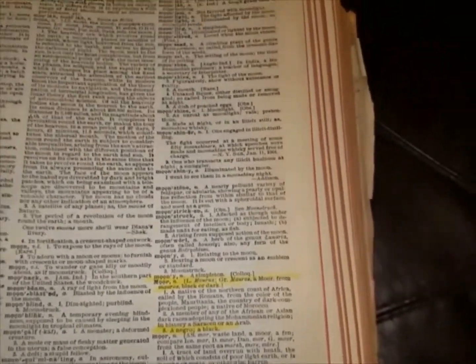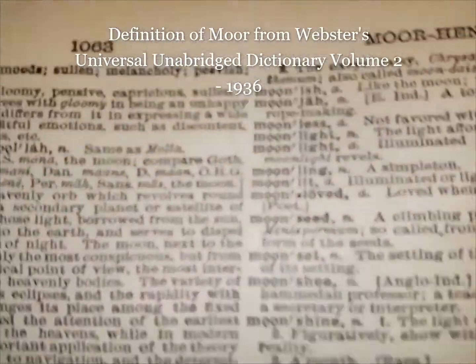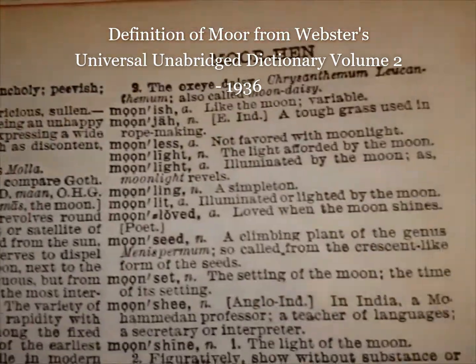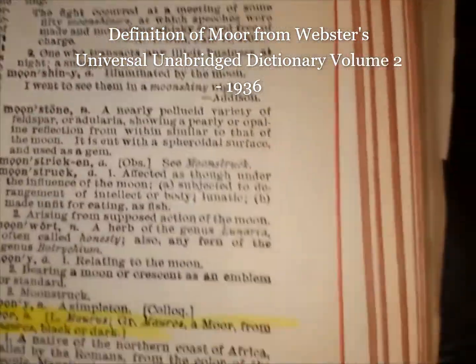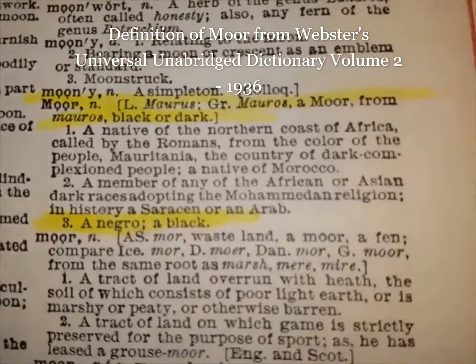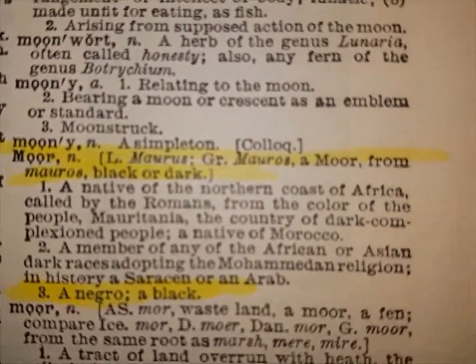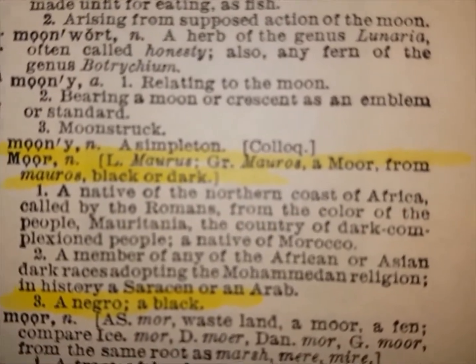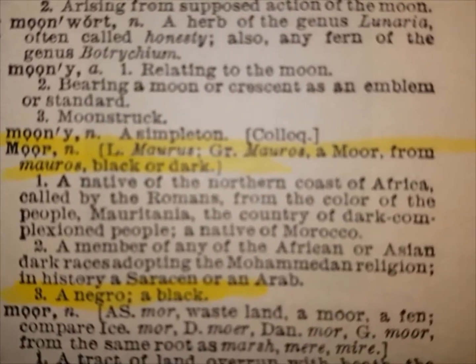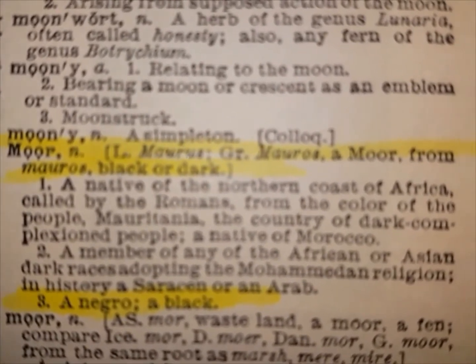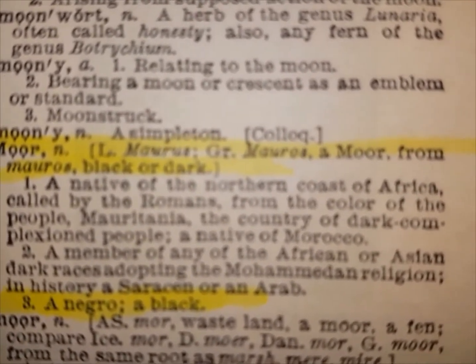So now we are inside of volume 2 of that 1936 Webster Dictionary, and we are at page 1063. What we're going to do is look at the definition of the word Moor. All right, so forgive me, I'm going to try to hold that still once I can get the right angle of view here. Now it says Moor, a noun. Notice it's a capital M because this is a proper noun.